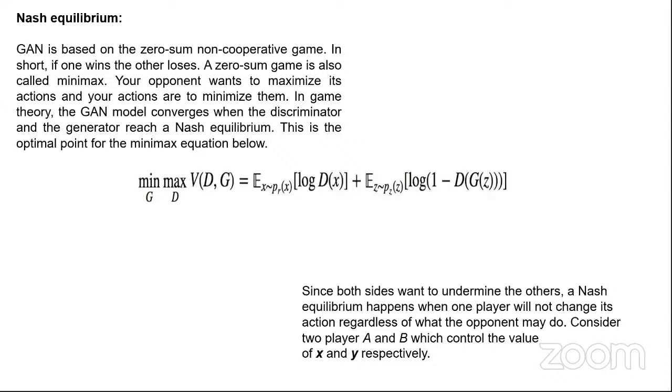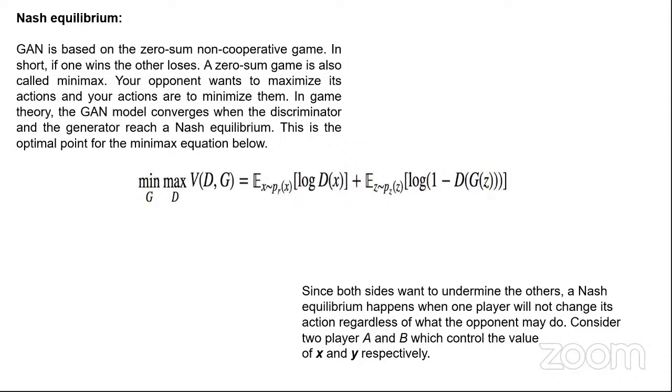This is very important and I don't think you will understand it easily, but the Nash equilibrium is a very important condition related to GAN. Qualitatively, it says both the players want to undermine the others, right? So a Nash equilibrium will occur when one player will not change its action, regardless of whatever the opponent may do. Then we say, okay, the game has come to a Nash equilibrium and more than this is not possible.